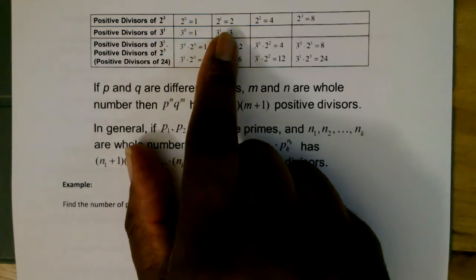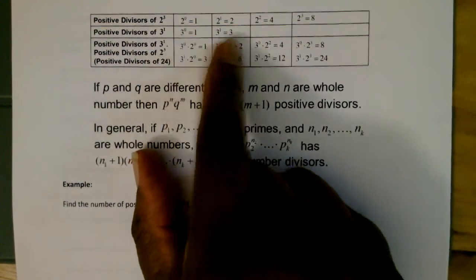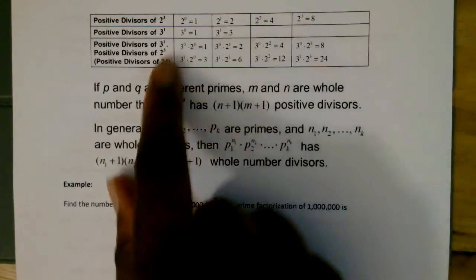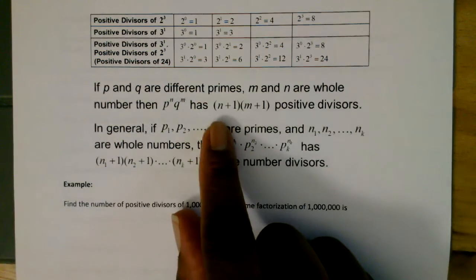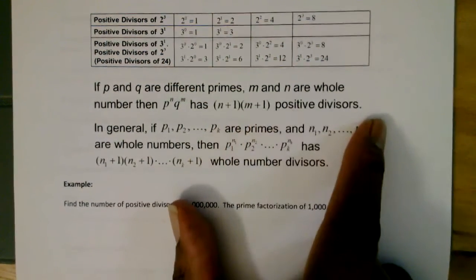For 2 to the 3rd, there are 1, 2, 3, 4 positive divisors. For 3 to the 1st, there are 1, 2 positive divisors. Combine those two, it's a total of 8 positive divisors. So this leads to this particular rule. If p and q are different primes, and m and n are whole numbers, then p to the n times q to the m has (n plus 1) times (m plus 1) positive divisors.